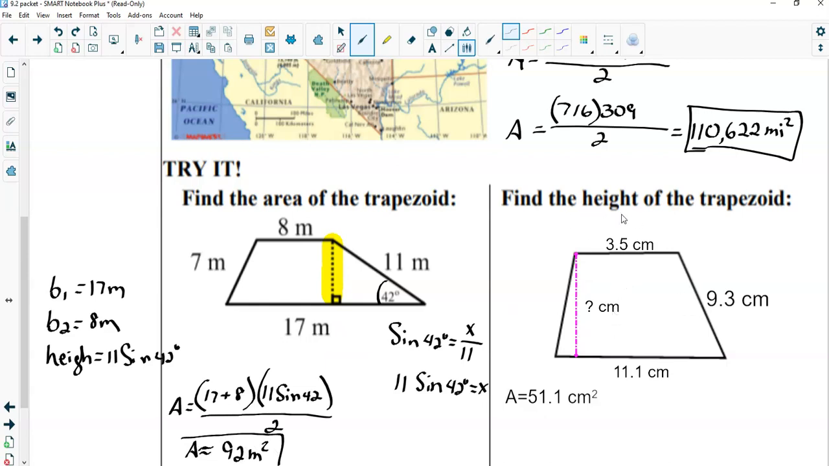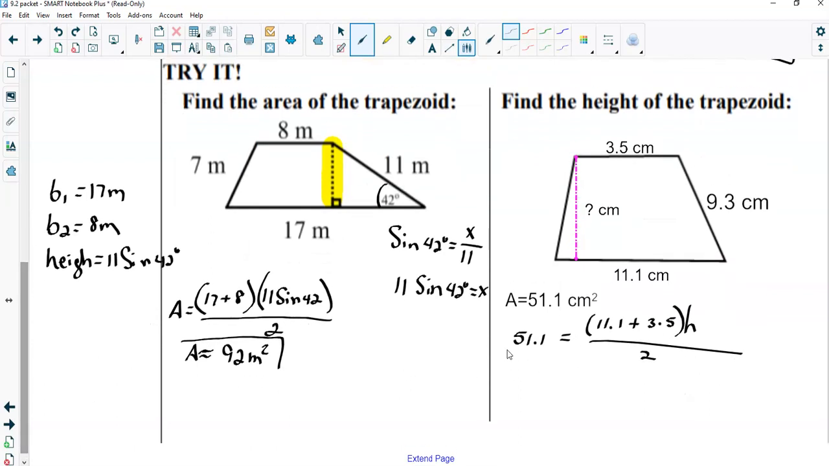Okay, let's take a look at this one. Find the height of the trapezoid. Well, if I'm going to find the height of the trapezoid, I have to put the area is 51.1 square centimeters, which is equal to the two bases, 11.1 plus 3.5, times the height, all of that divided by 2. So what you want to do is double this area, right? You multiply times 2 on both sides. 51.1 and 51.1, that's 102.2.